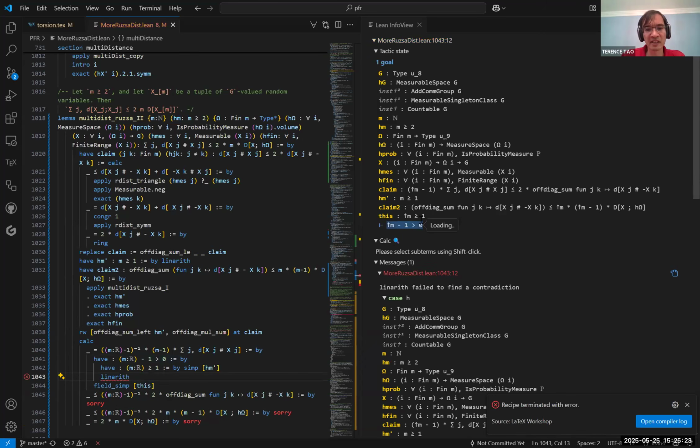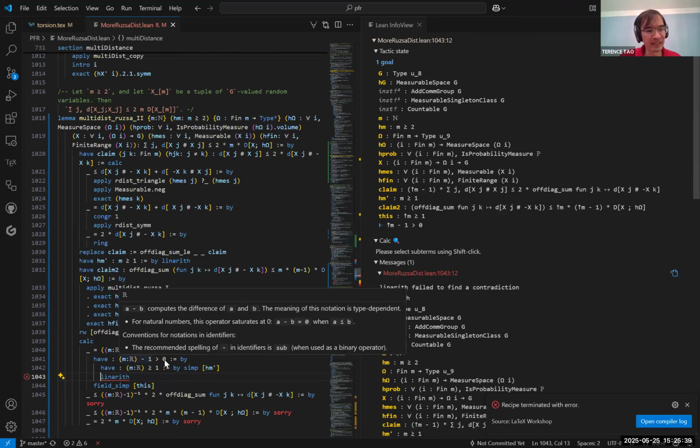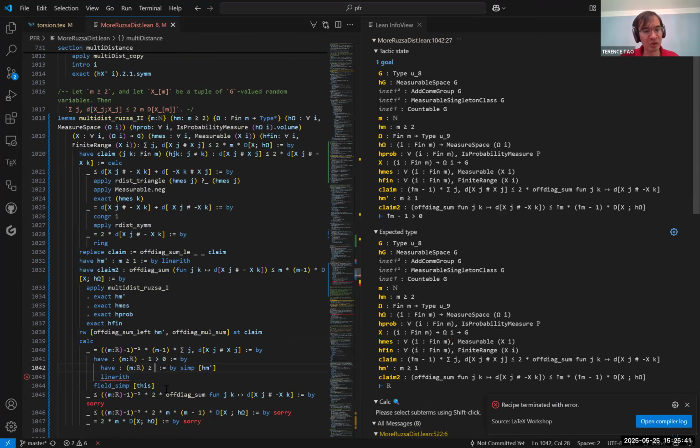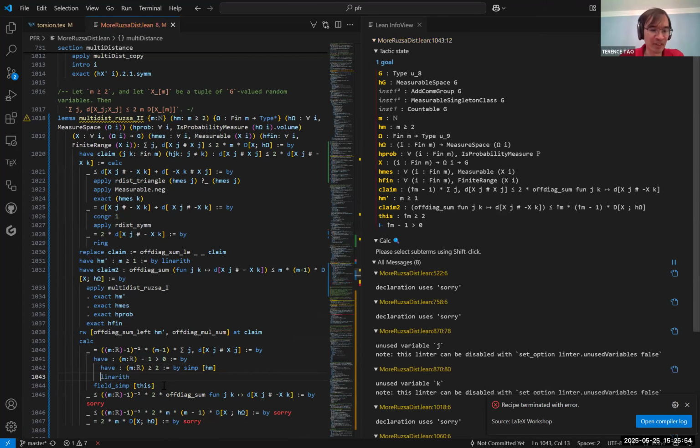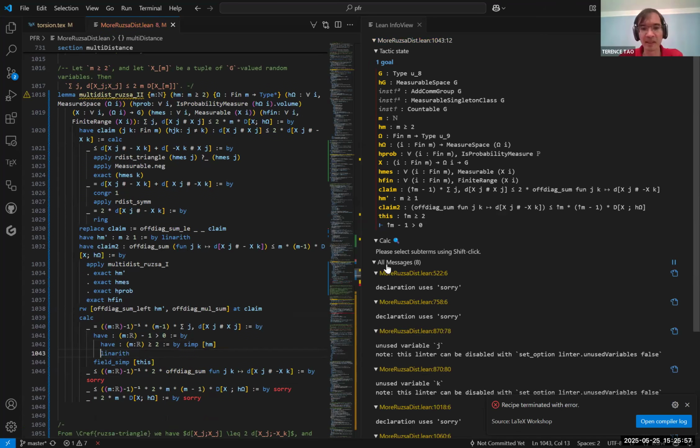Seriously? You really can't prove this in linear arithmetic? Oh, I want strictly greater. Ah, okay. Of course I can't do this because it's equal to 1. So I need m to be at least 2, and that should come from my previous hypothesis. If I feed it that m is at least 2, then it should be able to show that m minus 1 is positive. Good. So that was a bit silly, but I had made a slight mistake here.